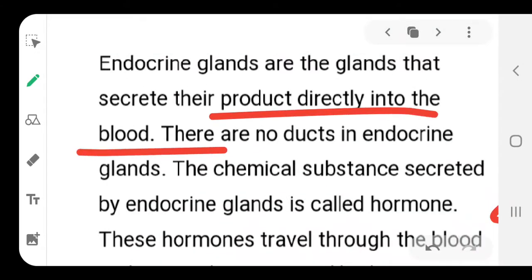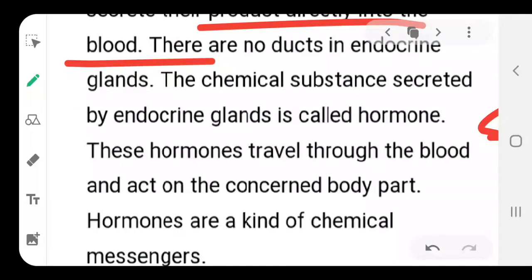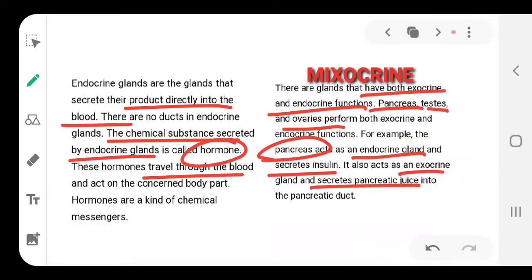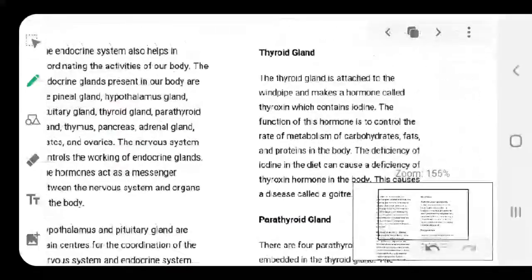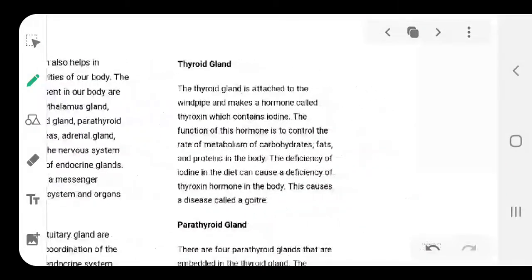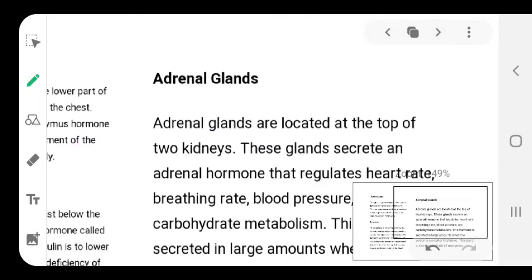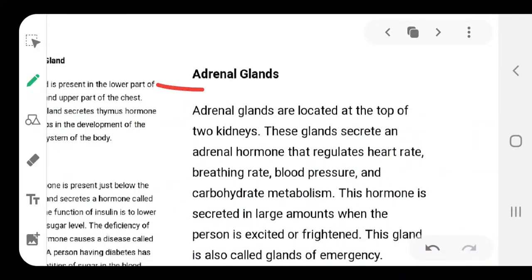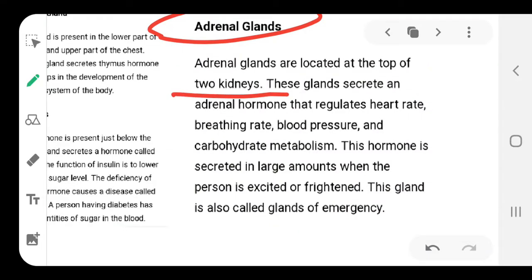So, they won't have any ducts in them, and the chemical substance, underline the word, the chemical substance released by these endocrine glands are called hormones, and they are transported through blood. So, in case of the next, these will again give you the answers to what glands we are reading up. One of the important glands was the adrenal gland, which is present on the top of the kidneys. I have just told you.